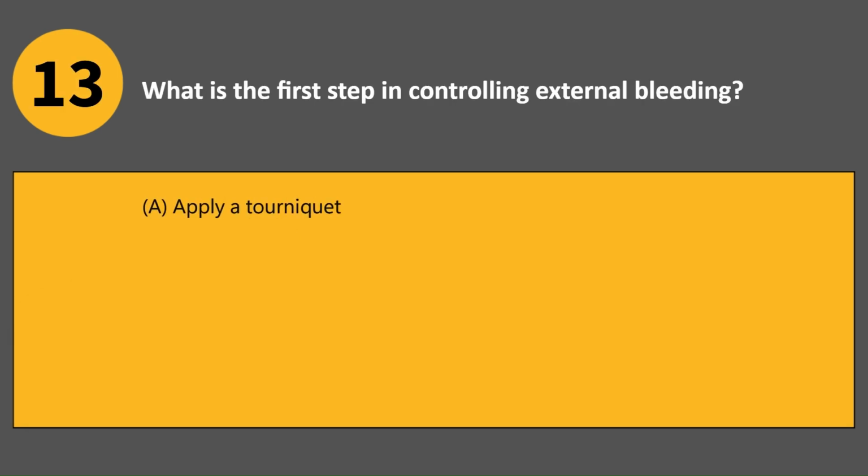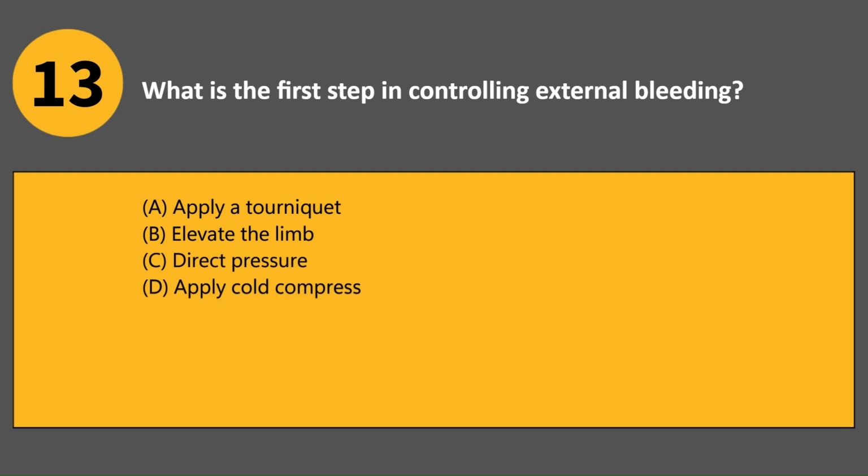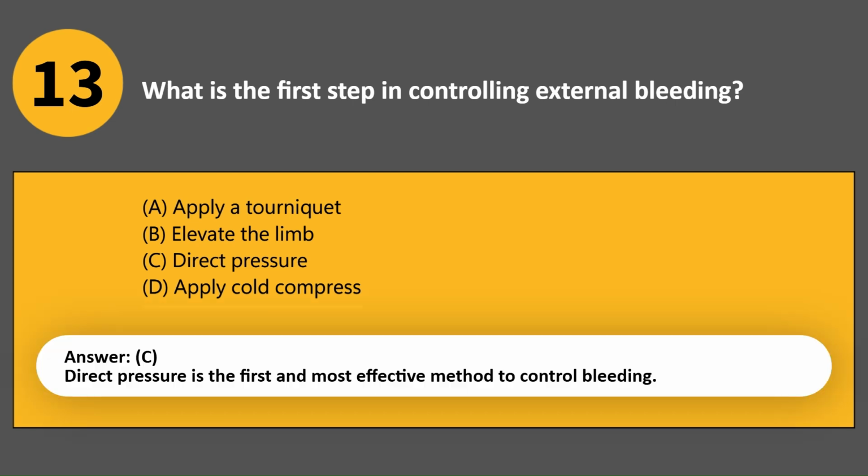What is the first step in controlling external bleeding? A. Apply a tourniquet. B. Elevate the limb. C. Direct pressure. D. Apply cold compress. Answer: C. Direct pressure is the first and most effective method to control bleeding.